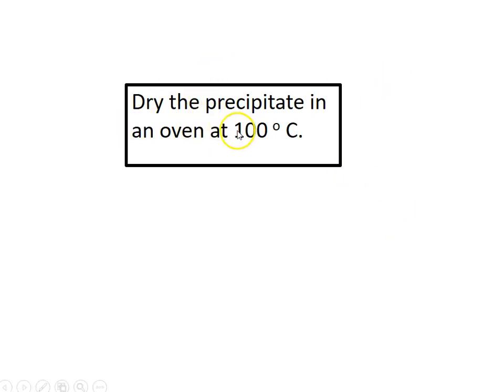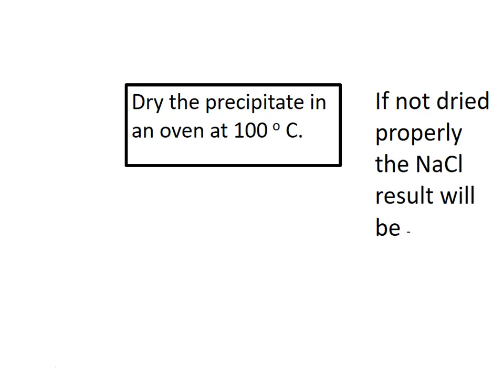So after we've washed it, it's wet. If we weighed it then, it would be too high. So we're going to put it in an oven and dry it out. On the third time, after it's been drying, then we'll come back. If it wasn't dried properly, then the weight would be too high.